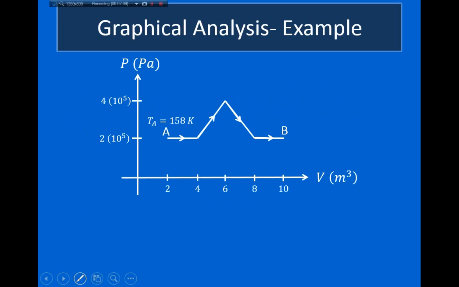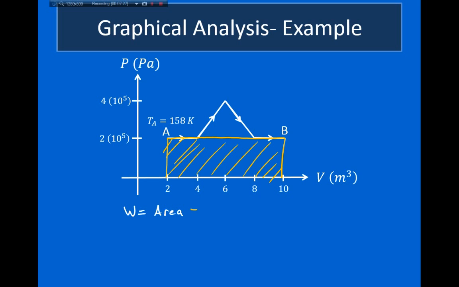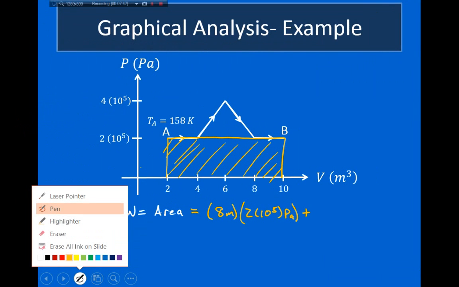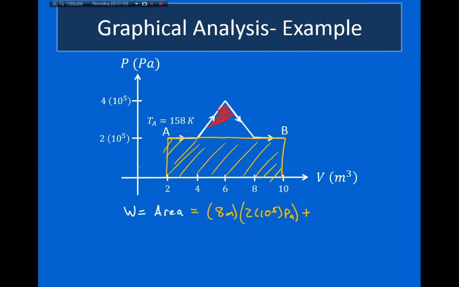So here's the graph showing the pressure versus volume. Remember, work is just equal to the area underneath this. So what I'm going to do is break this up into two parts. We've got the area of this rectangle right here. This is going to be equal to, again, base times height. So here the base, the volume is changing by 8 meters. The height is 2 times 10 to the 5th pascals, plus, and then we're going to have some area that is associated with this triangle up here.